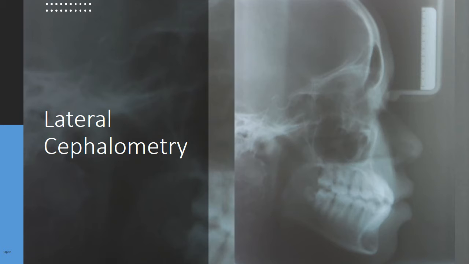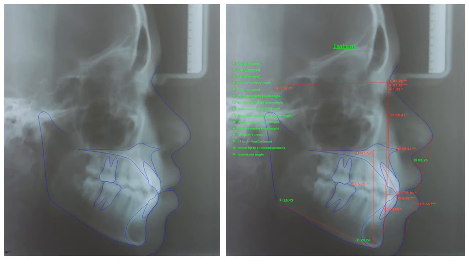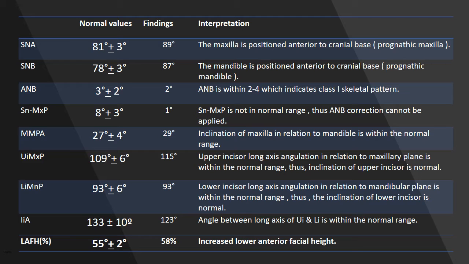Next, for the lateral cephalometry assessment. This is a tracing done from the given cephalometry. As we can see, these are the results from the analysis. The SNA value of the patient is 89, which shows the maxilla is positioned anterior to cranial base. The SNB value is 87, which shows the mandible is positioned anterior to cranial base.